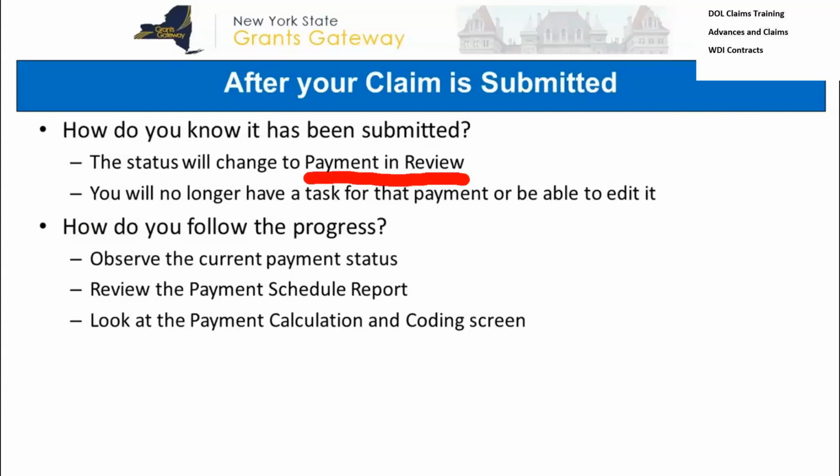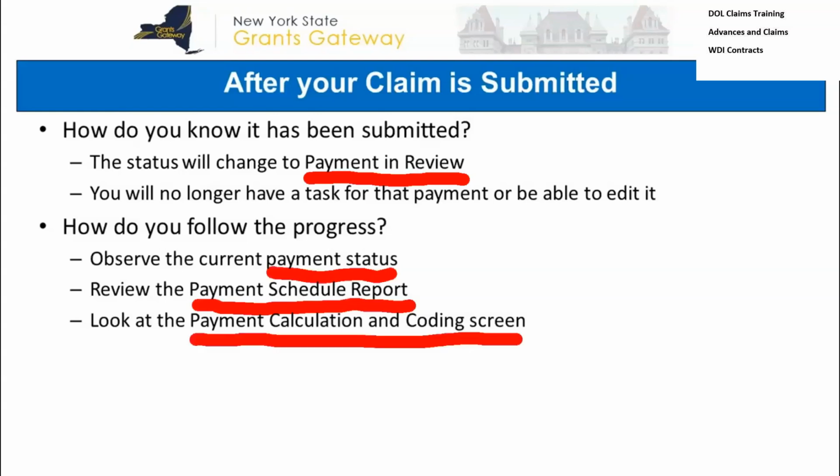And then how do you follow the progress? Well, you can observe the current payment status. Anytime you look at your contract and look at your payments, you can see the status. You can review what's called the payment schedule report, which I'll show. And you can look at a screen called the payment calculation and coding screen, which I'll show you. Well, I might not be able to show you because I won't get that far here, but I'll talk about it and mention it. So we'll get into that, and you'll see it a lot better when we get into the system. All right, so that's it.